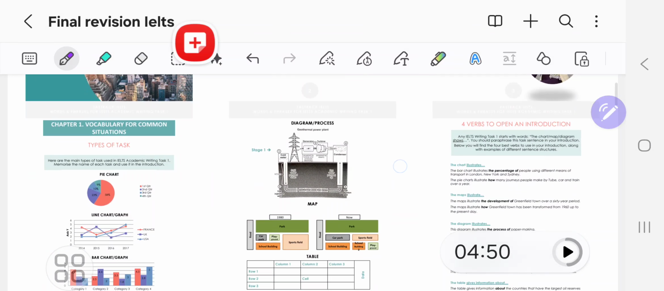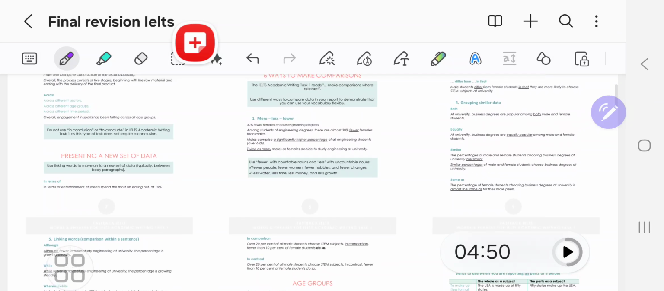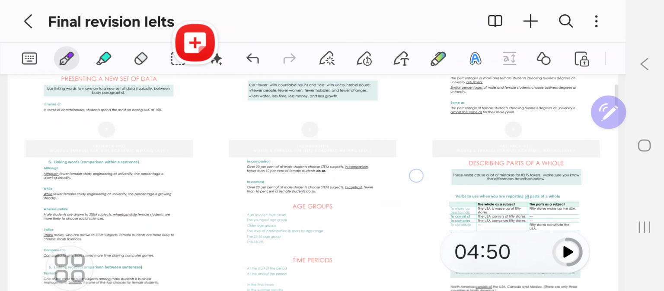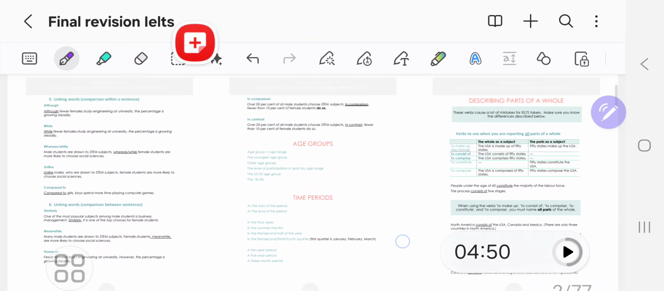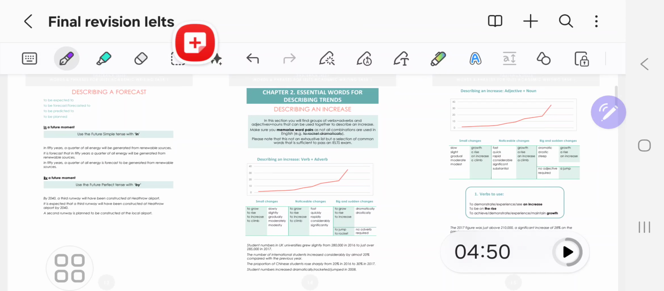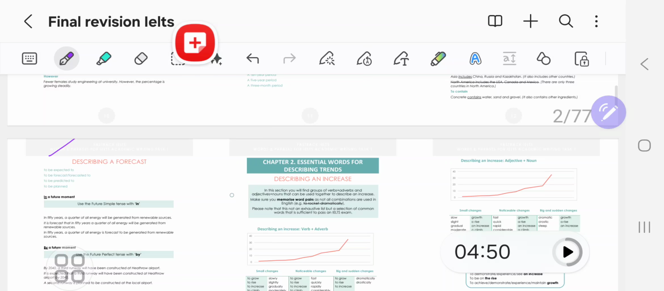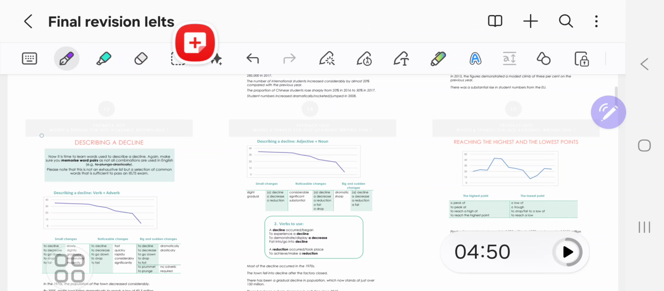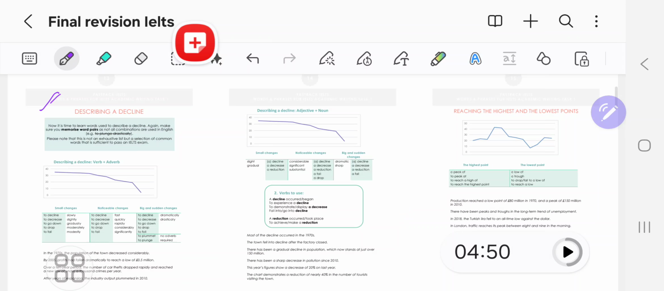So if you can see clearly, there are verbs to open an introduction. We start with that, and then we talk about different ways to present the new set of data, 6 ways to make comparison, writing an overview, and then we go further up: linking words, age groups, time. We talk about describing the part of the whole, describing a forecast. We will talk about describing an increase here, and then different verbs to use here, and then how to describe the decline, and how to talk about reaching the high and the lowest point.